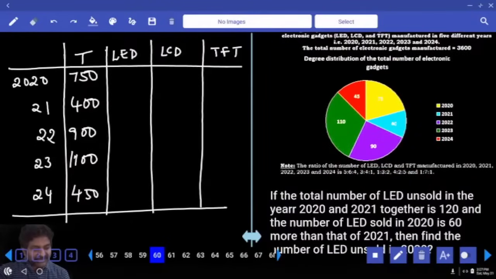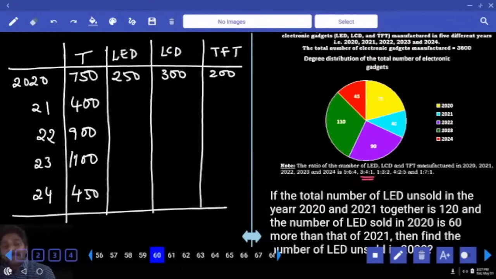Now there is a note which says in 2020, they are in the ratio 5, 6, 4. How many parts? 15 parts is equal to 750. Each part 50. 5 parts, 6 parts, 4 parts, 200. Next year 3 is to 4 is to 1. Total 8 parts. 8 parts is 400. 1 part 50. 3 parts, 4 parts, 1 part.